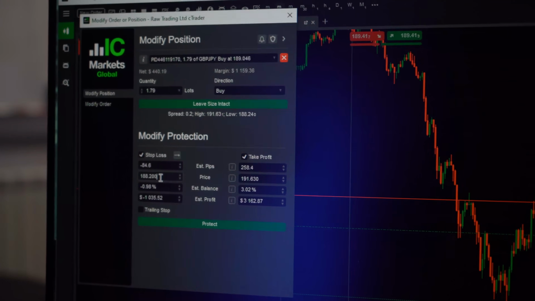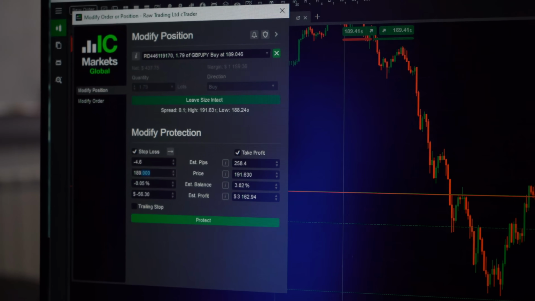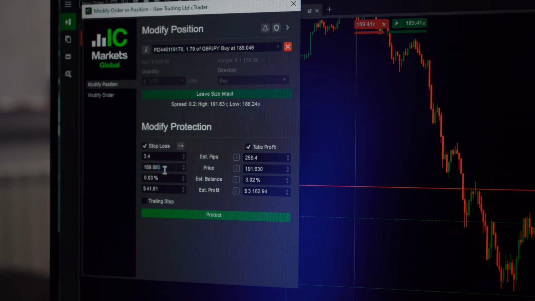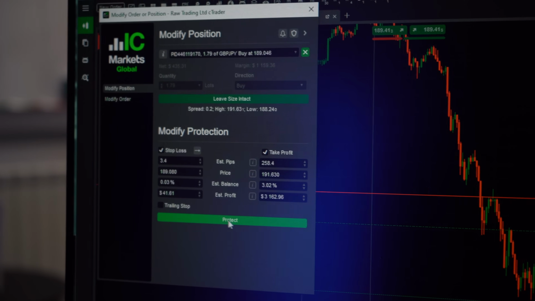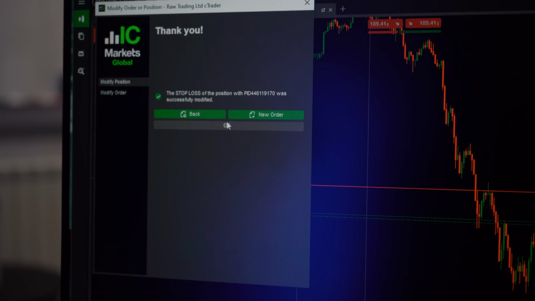Right, so you can do this with me. So we're gonna remove all of the risk now. 18908, which means that it's just above break even, cover and commission, beautiful, protect, sweet. And you can see we've then had the confirmation.